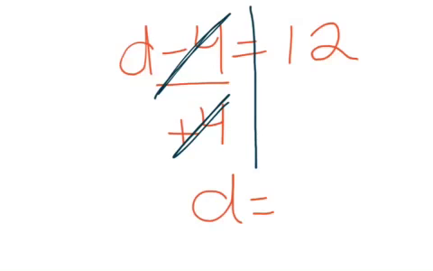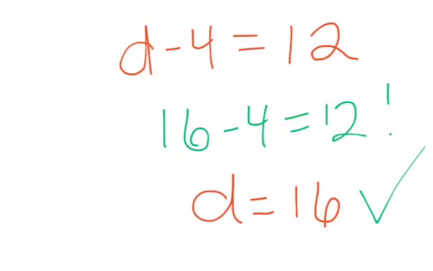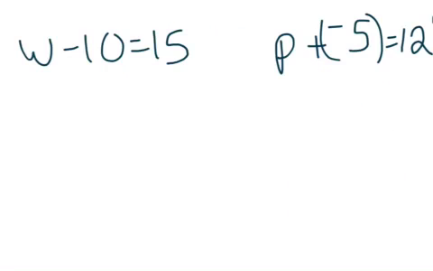So add 4 on that side. I need to do the same thing over here, and I get 12 plus 4 to be 16. Let's check our work. 16 minus 4 does equal 12. It checks. Try these problems on your own. Press play when you're ready to check your work.